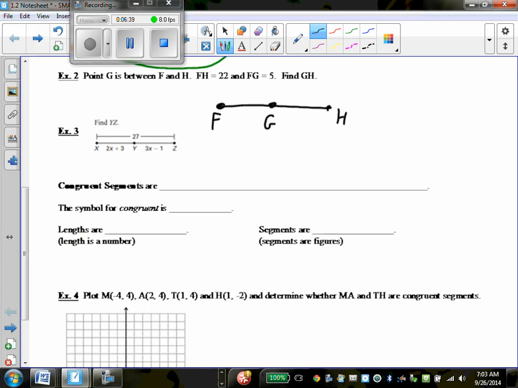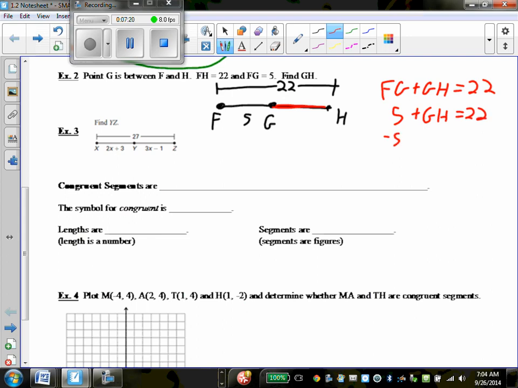We're told that FH, that whole distance going across from F all the way to H, is 22. We're also told that FG is 5, and we need to find GH. So we need to find what's left here. Like I said, this picture is a little misleading. It looks like that other one couldn't possibly be as big as it's going to need to be, but we'll figure it out. If the whole length is 22, we know that if we take FG and add GH, we should get 22. We also know that FG is 5. So if I subtract 5 from both sides, I find that GH should have a length of 17. And that would be our answer.